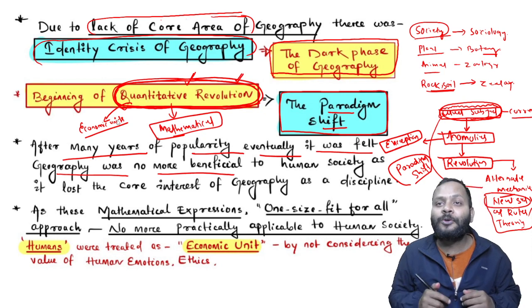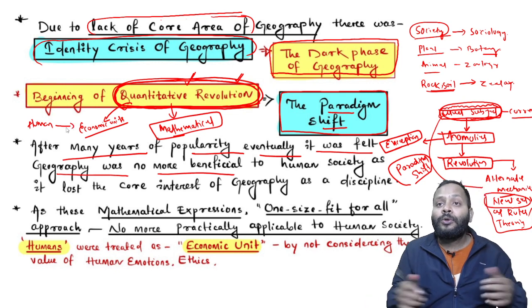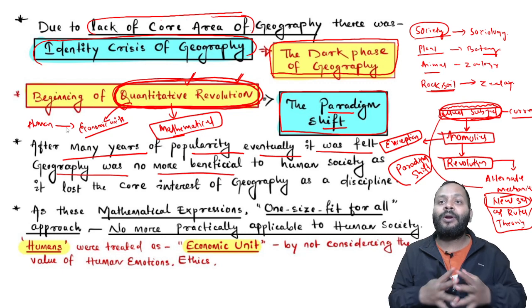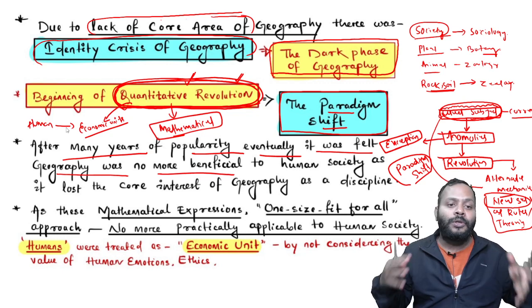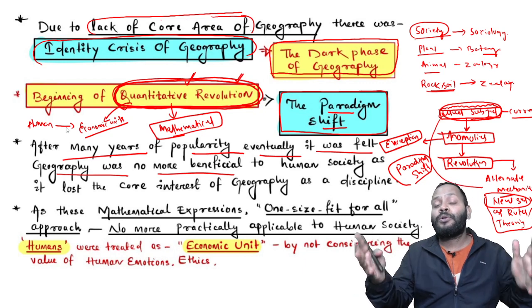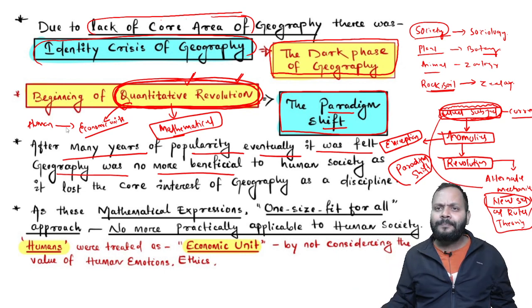and humans are considered as economic units? All the humans are considered economic units. No emotions are valued. We don't have any social customs, cultural values, customs, or human emotions. Nothing was considered in the quantitative revolution. It's like pure economic units.